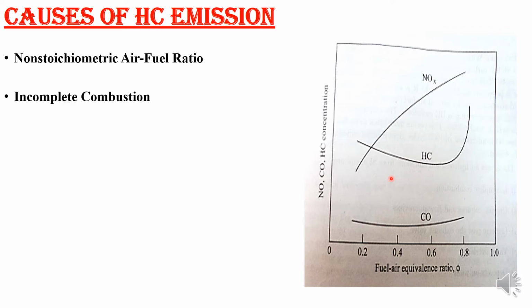The next parameter causing HC emission is incomplete combustion. Incomplete combustion means that even when the fuel and air enter the engine at the ideal stoichiometric mixture, perfect combustion does not occur in the actual case, and some hydrocarbon will end up in the exhaust. There are several causes. Incomplete mixing of the air and fuel results in some fuel particles not finding oxygen to react with.